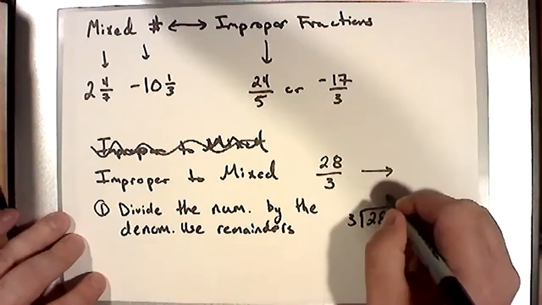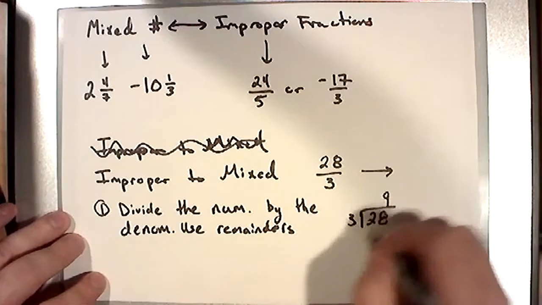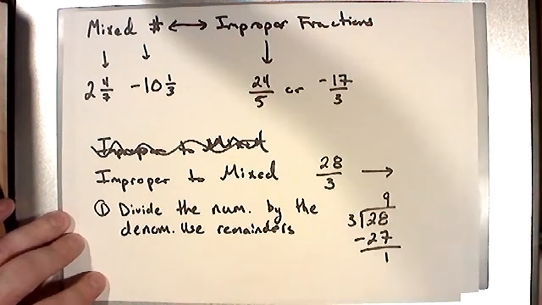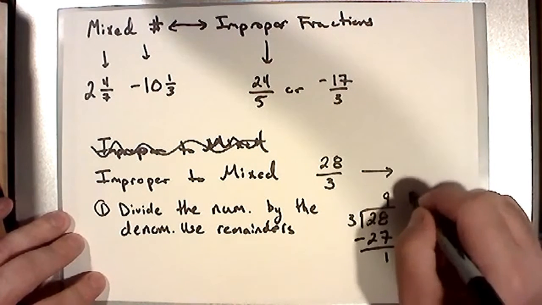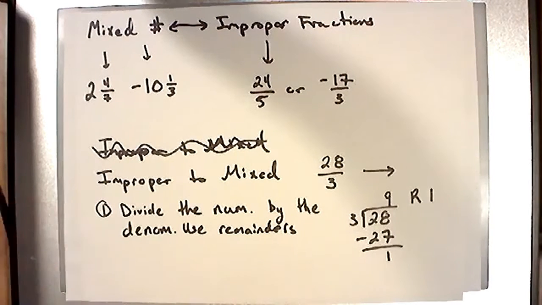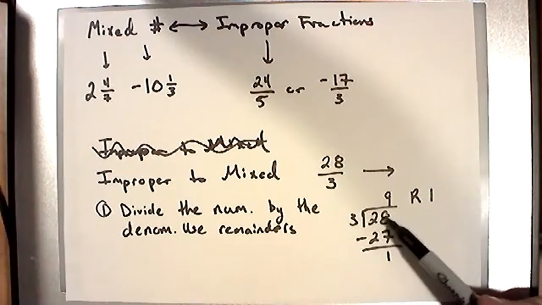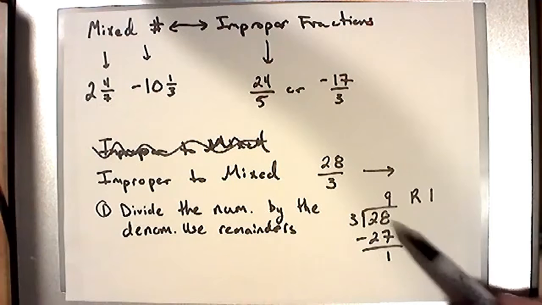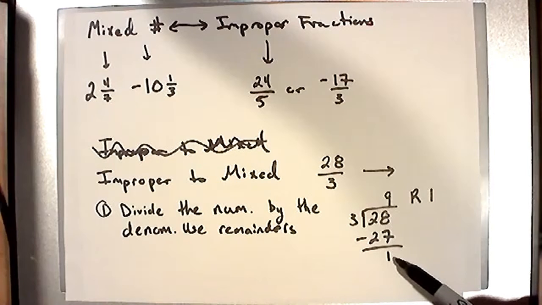3 goes into 28 9 times, right? 9 times 3 is 27. And I said use remainders, so we're not doing decimals anymore. So this came out to be 9 remainder 1. Hopefully you agree with that. 3 goes into 28 9 times. 9 times 3 is 27. We subtract, and there's nothing to bring down. Instead of adding a decimal and putting zeros, because we're not doing decimals, we just have a remainder of 1. Okay, so there's 9 remainder 1.